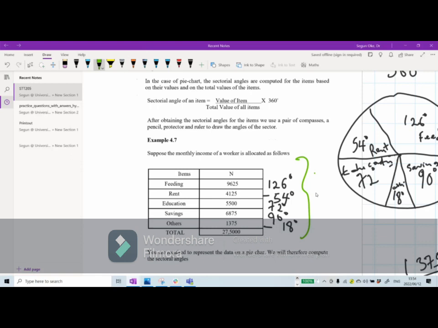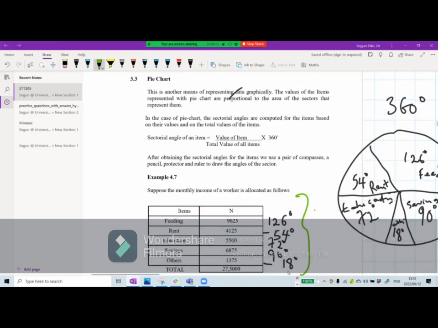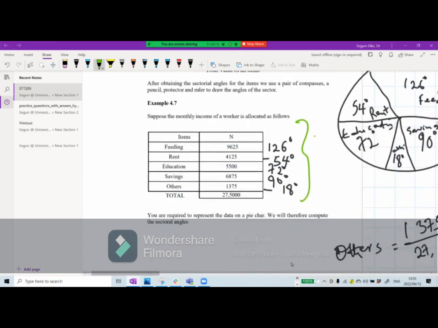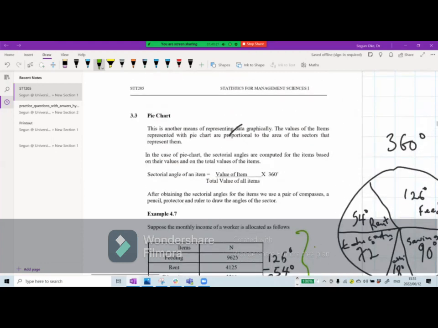Now, if you look at this, what's the total value if you had everything together? It's 27,500. That is the value we are dealing with. Then what does the formula say? Value of item over total value of all items times 360. Exactly, that is value divided by total value multiplied by 360.